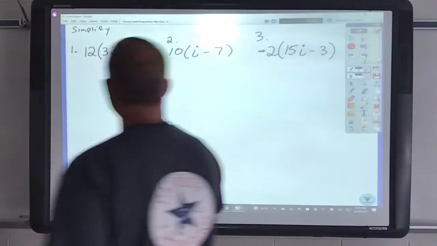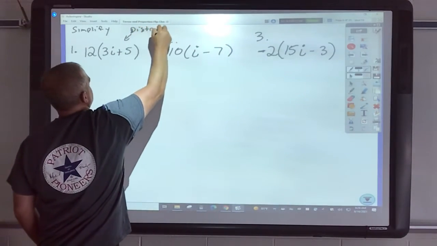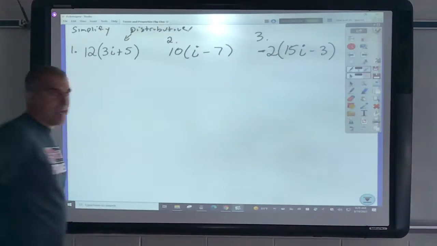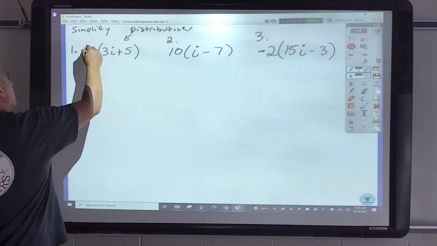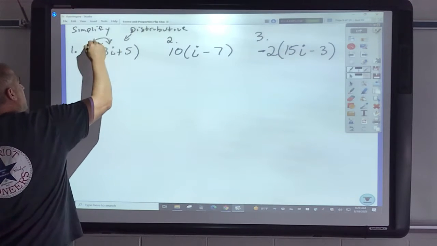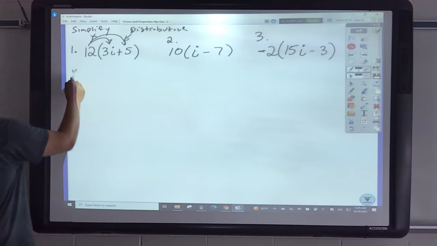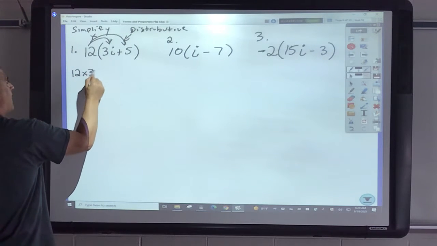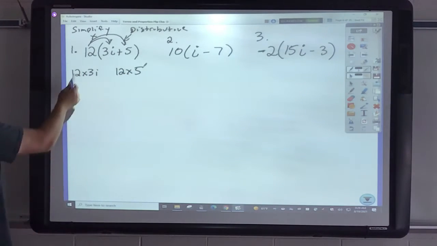What this is, is the distributive property. And we'll talk about the distributive property in a little bit. Basically, what you do in the distributive property is you take this number and you multiply by both terms. So what that means is 12 times 3i and 12 times 5.